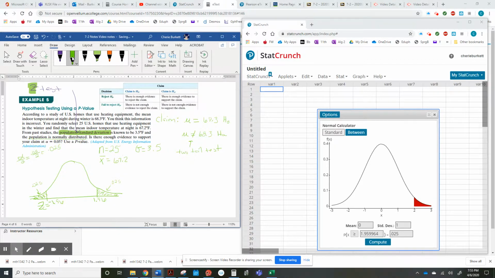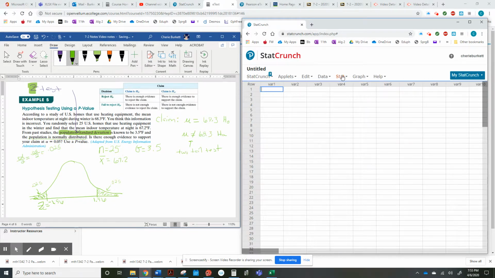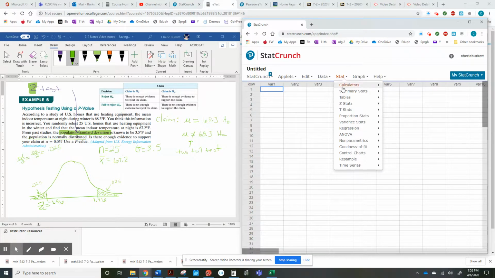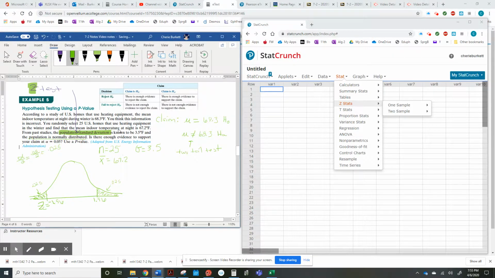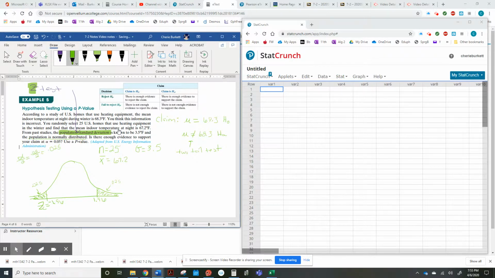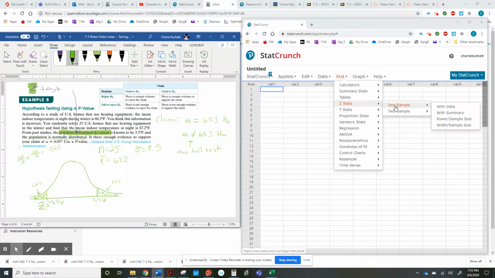All right. So what are we going to do? Let's go over here to, don't need this anymore. Let's go to Z stats. Why Z stats? Because it's a Z test because we have the population standard deviation. So we're going to go over here to Z stats. And it's always a one sample, and we're doing it with the summary.